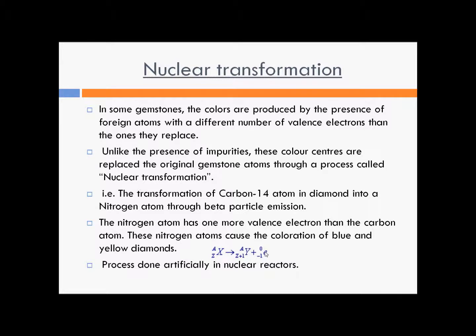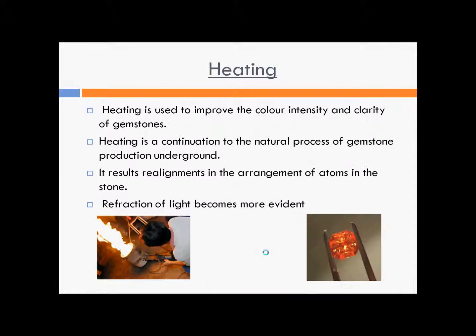Color synthesis can be created artificially by irradiating the gems in a nuclear reactor. Many bright blue and bright yellow diamonds are produced in this manner.